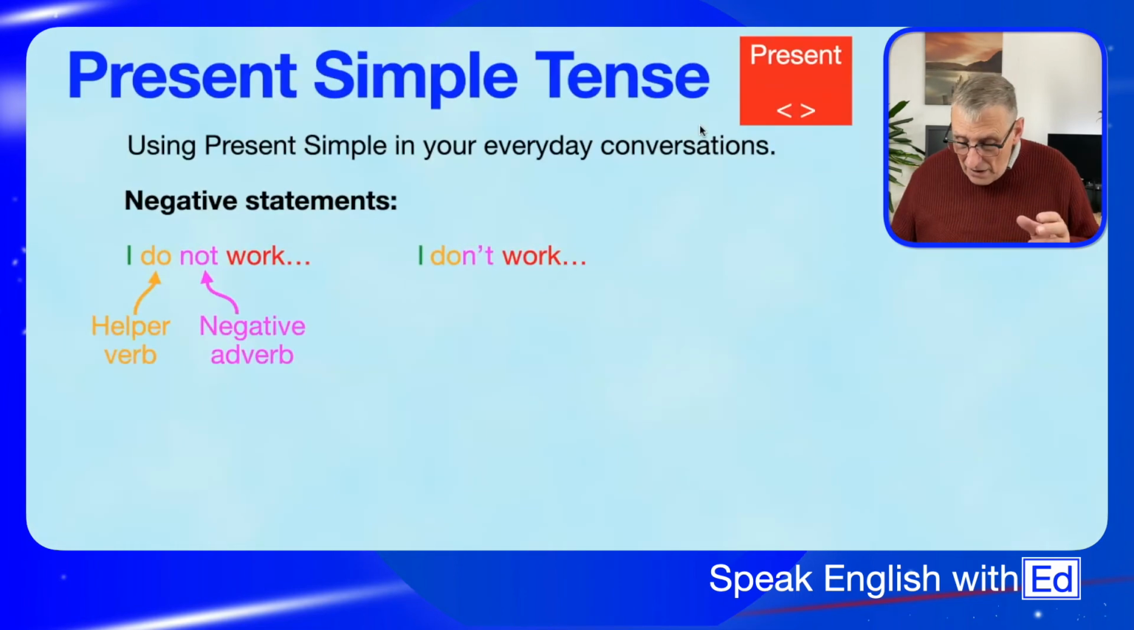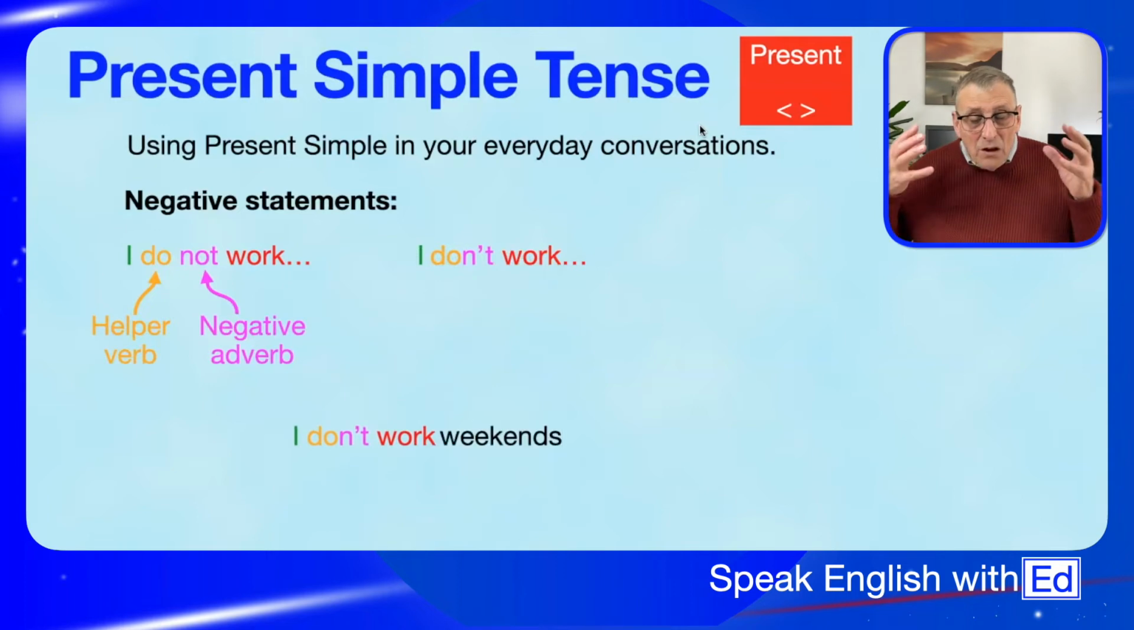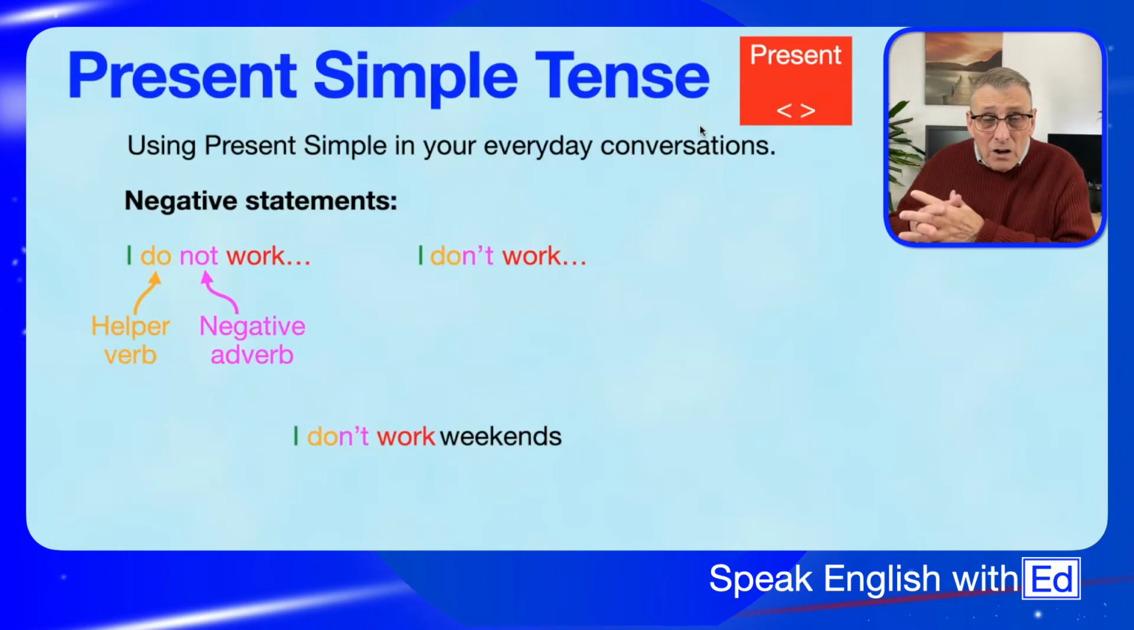Now this can be the start of a sentence. So you can say I don't work weekends. I don't work at the supermarket. I don't work on Friday nights. Whatever, you can add all this. I don't work or I work are generally just the beginning and you add something to them, but they're all putting your sentence into the present simple.